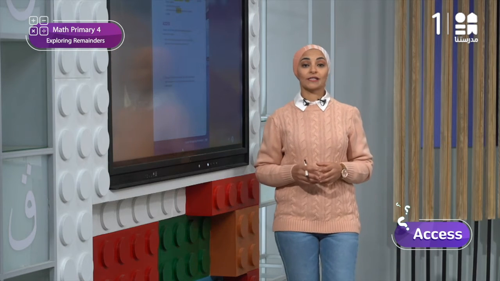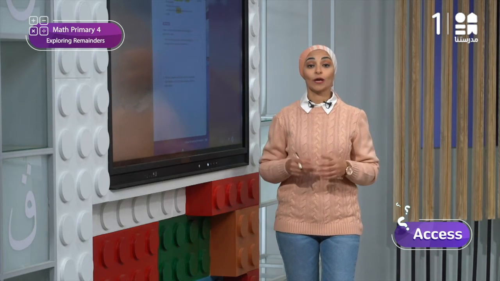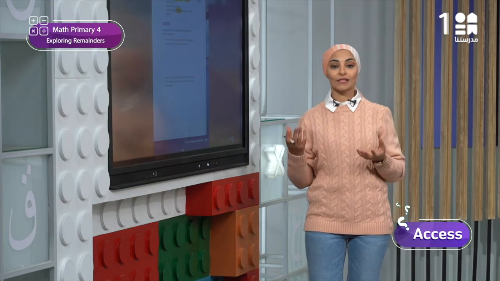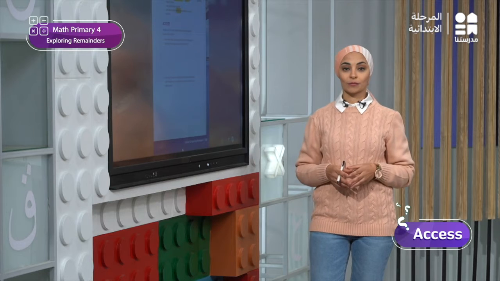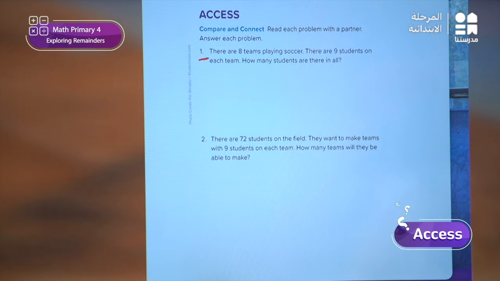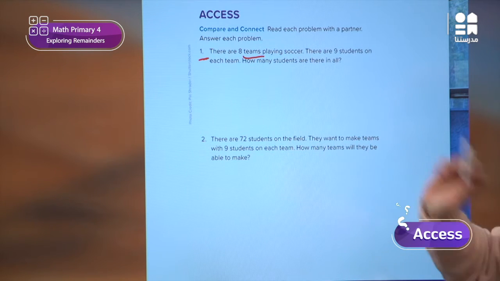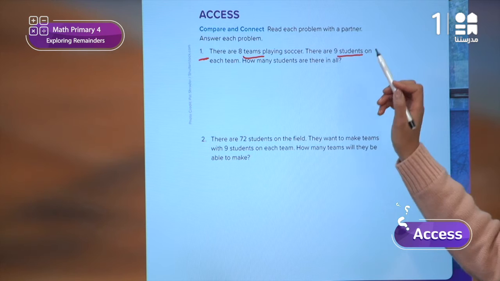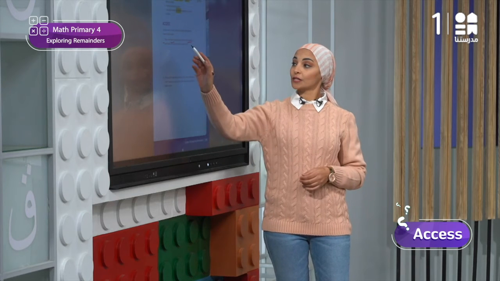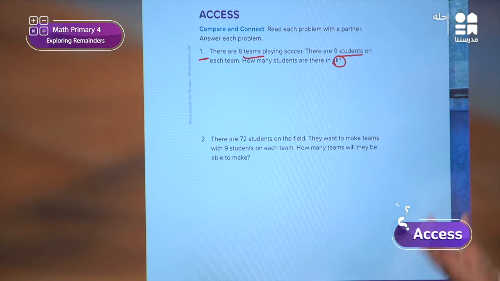And now after reading the problems, let's see how we are supposed to answer them and what the similarities and differences are between the two problems. Now let's see problem number 1. It says that there are 8 teams playing soccer. There are 9 students on each team. What does the question ask? How many students are there in all?